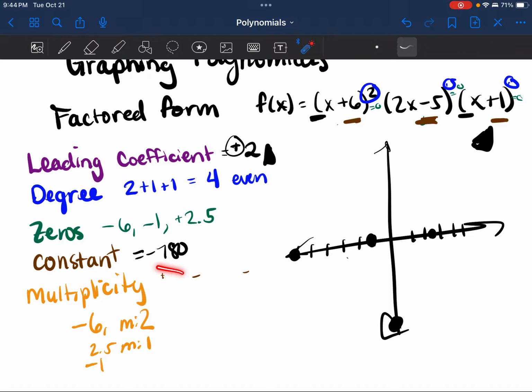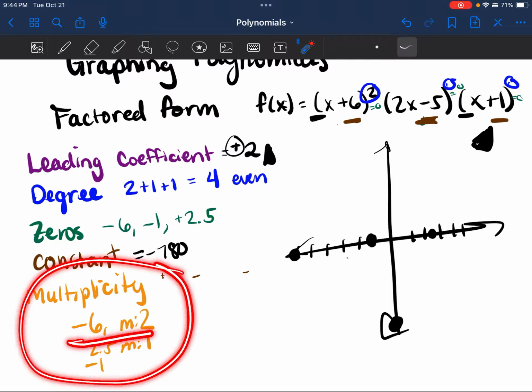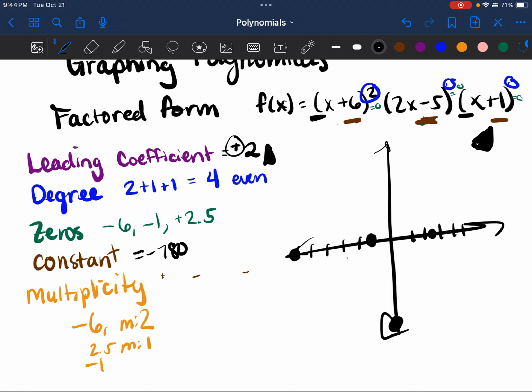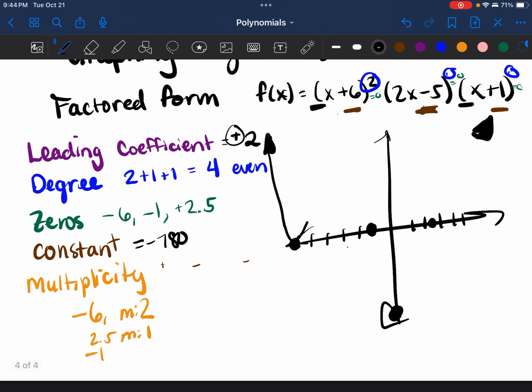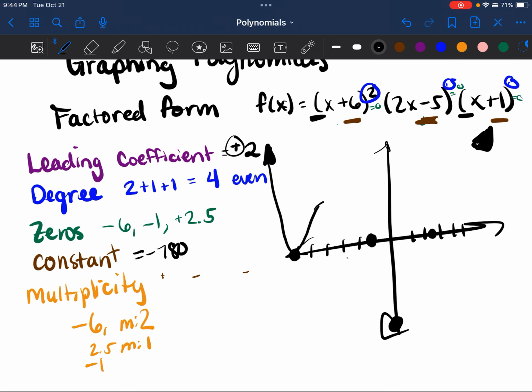Now I'm going to look at the multiplicity. At -6, I have a multiplicity of 2, which tells me at this point right here, I need a bounce. It's either going to bounce this way or it's going to bounce this way. It's going to bounce this way because it needs to connect with that arrow to show me that the end behavior here is going up. So it will come down, it will bounce. I see my next point, so I'm going to curve around to it. I see my next point is down on the constant. I'm going to curve back up to this and end in my positive direction.